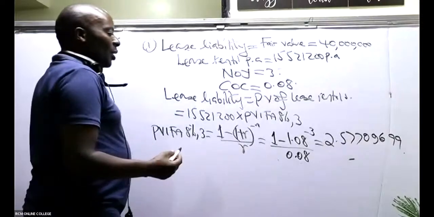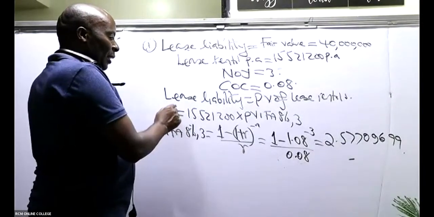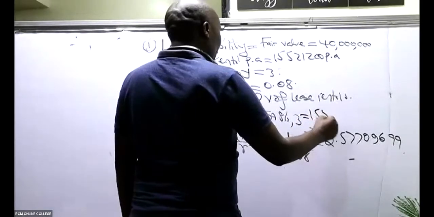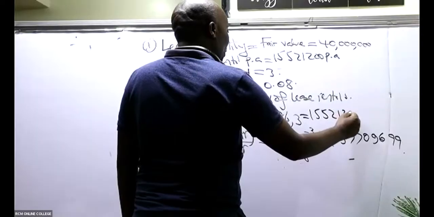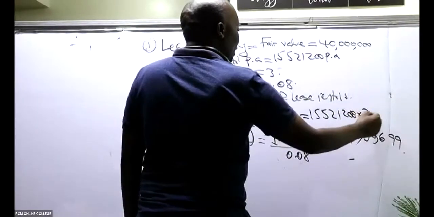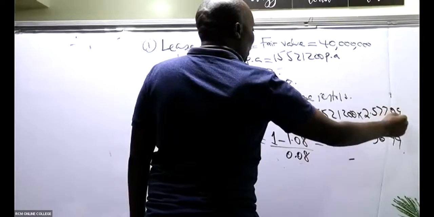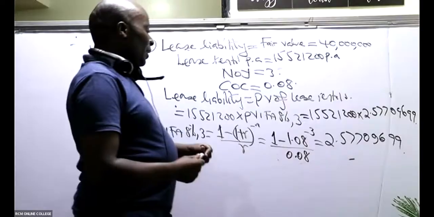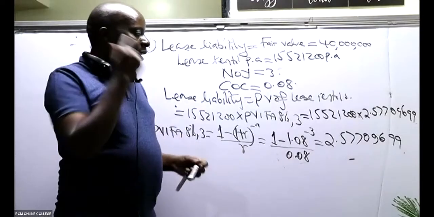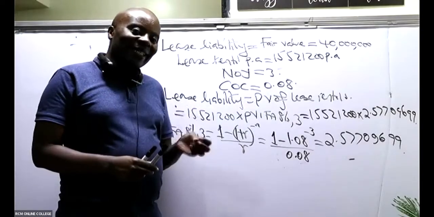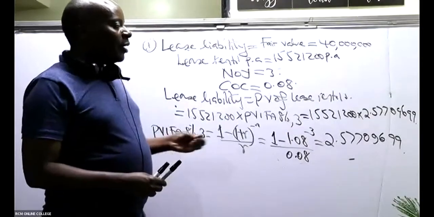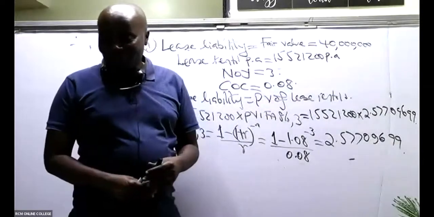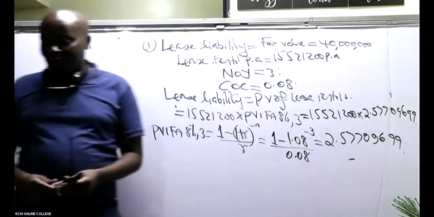Therefore, this lease liability will be the number that we have here, which is 15,521,200 times this ugly figure, 2.57709699. Is there somebody who is able to give me the lease liability? Of course, there will be rounding off errors still. But most importantly, whatever figure we get here will be very close to this 40 million.